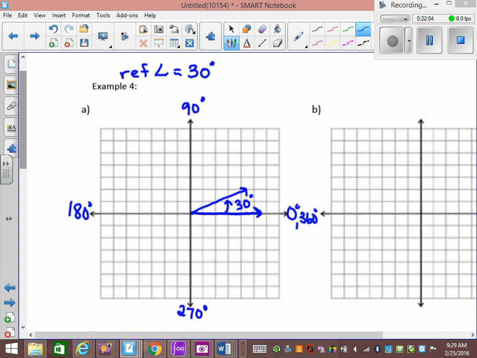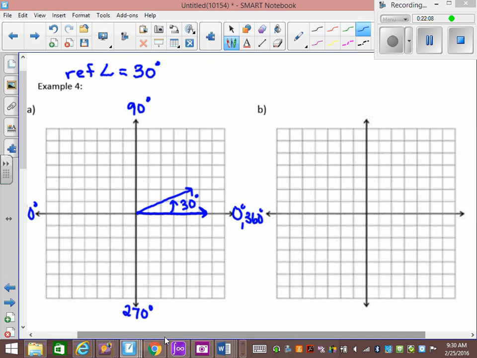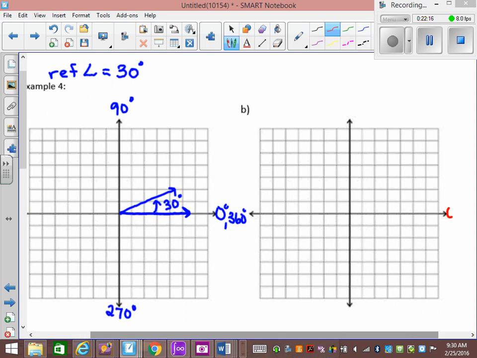B says 150. So we're going to draw 150, but the very first thing we're going to do is label, as much as we really don't want to, because we're like, no, I don't want to do that. You're going to do it. 0, 360, 90, 180, 270.